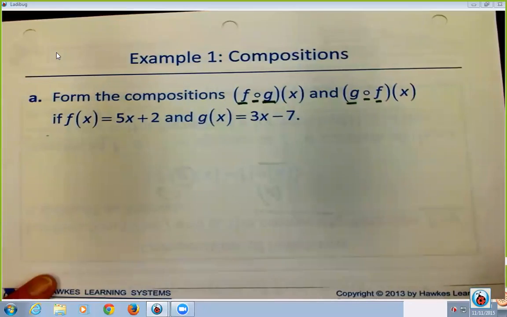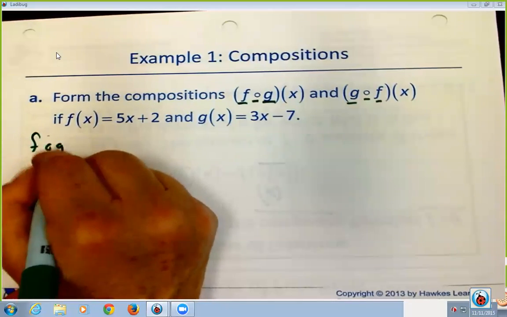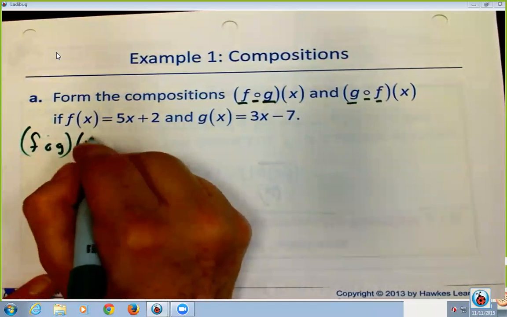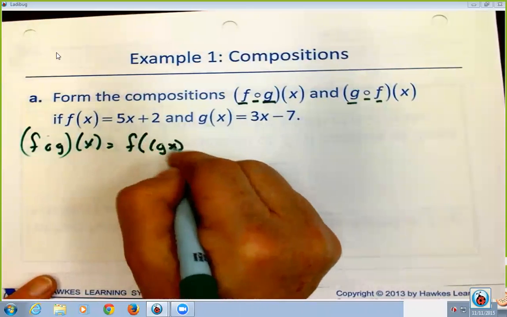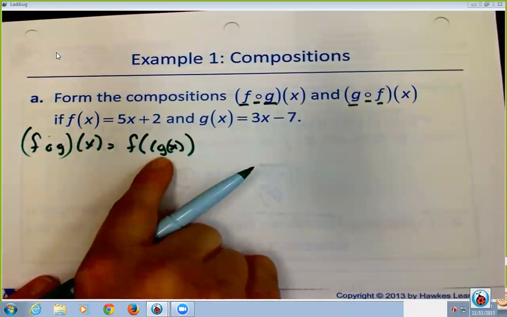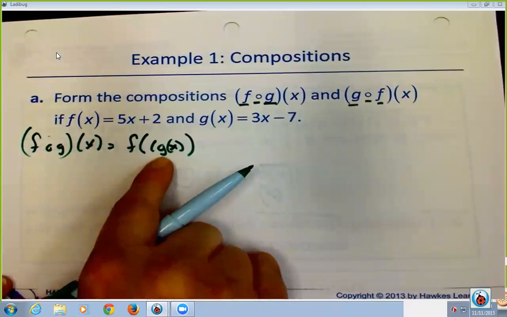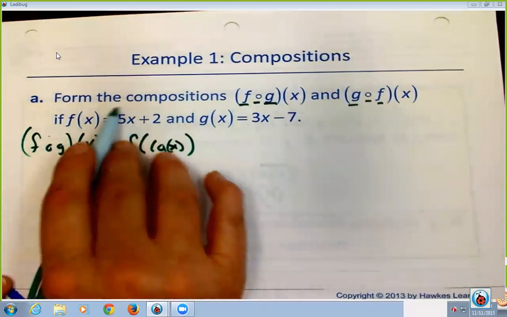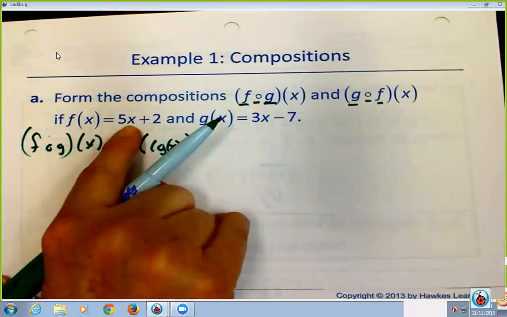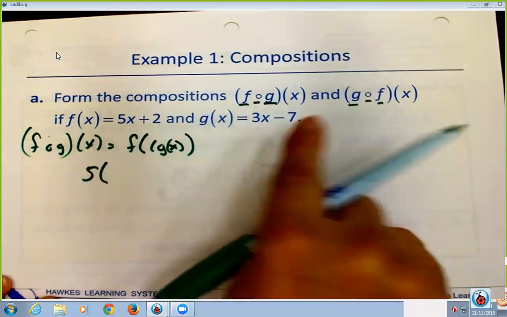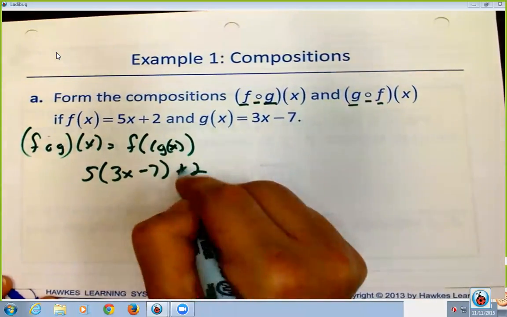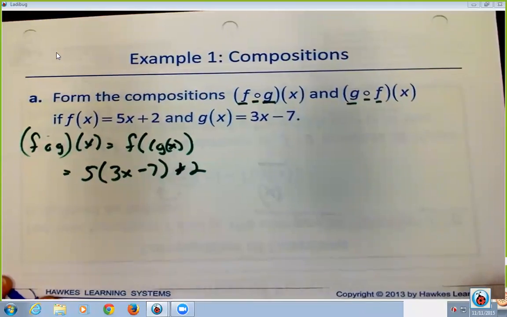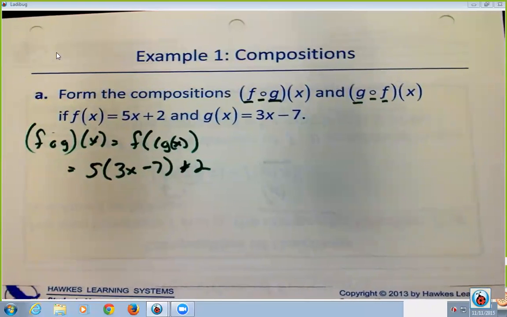Okay, so what would this look like? If I did f of g of x, and remember that is the same as f of g of x, it means the exact same thing. So what it means is I'm going to take f, and wherever I have an x, I'm going to stuff g in its place. So that's what it's asking me to do. I'm going to stick g in its place, and then I just have to do the algebra that's connected with it to solve it.